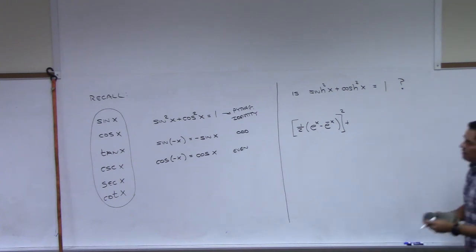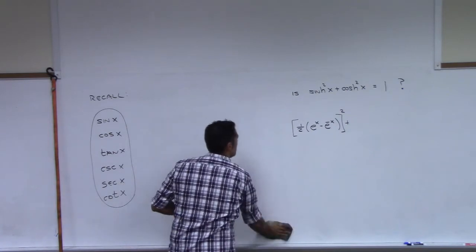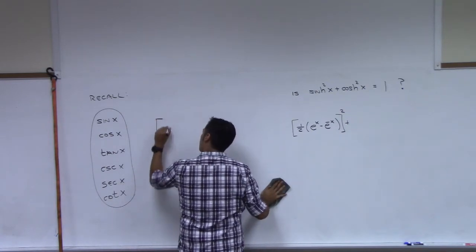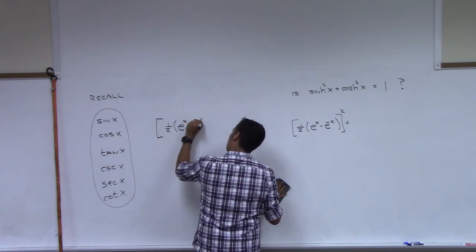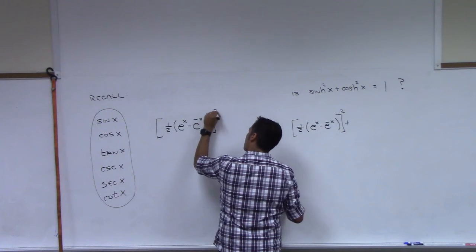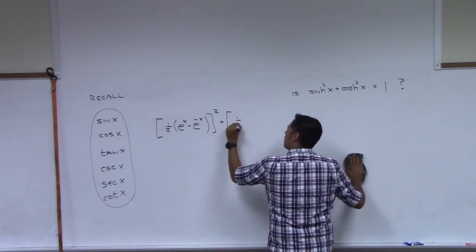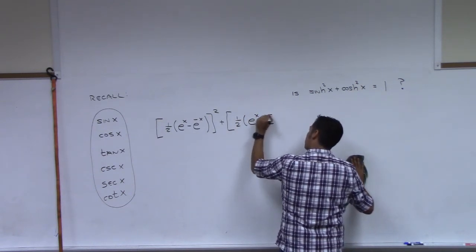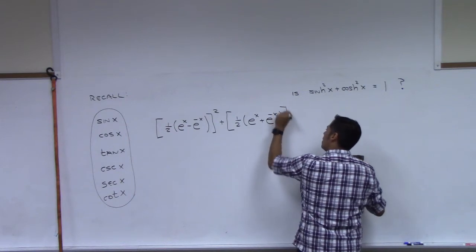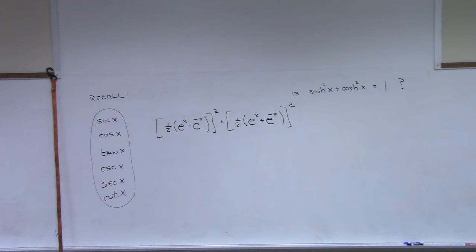the next piece. I'm going to run out of room, so I'm just going to move this over. So I have (1/2)(e^x - e^(-x)), all of that squared, and I'm adding to that (1/2)(e^x + e^(-x)), that's cosine hyperbolic, then all of that squared. I'm hoping this turns out to be 1, right?